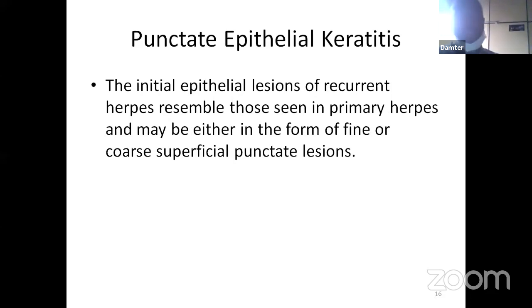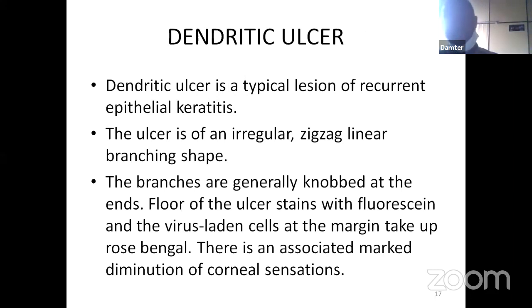The punctate epithelial keratitis: the initial epithelial lesions of recurrent herpes resemble those seen in primary herpes and may be in the form of fine or coarse superficial lesions, as I mentioned earlier. The dendritic ulcer is a typical lesion of recurrent epithelial keratitis. The ulcer is of an irregular, zigzag, linear and branching shape.